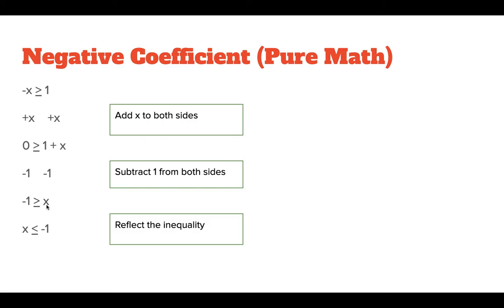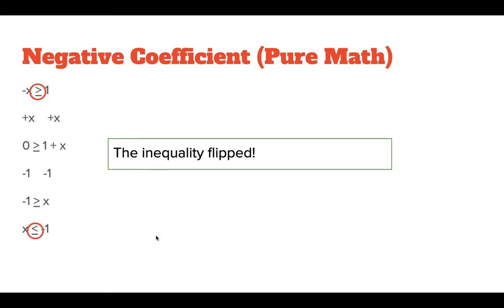This x is a positive x, so I've done what I want to do. Unfortunately, it's on the right side of the inequality. I want it on the other side. So I'm now going to do the reflection. If we put that mirror up, you can see how it would reflect over. And now I get x is less than or equal to -1. Yay! So here's the shortcut.